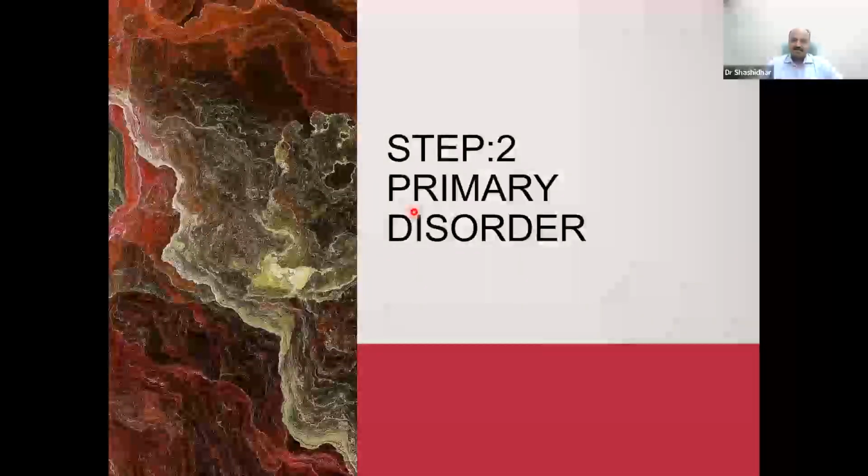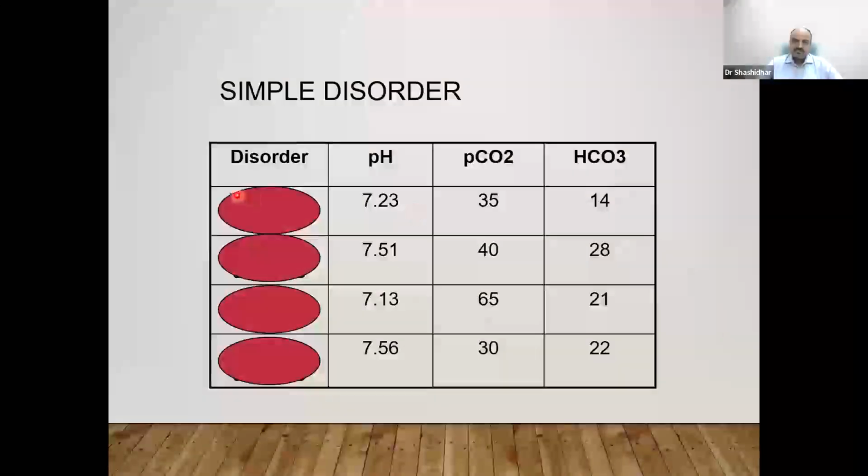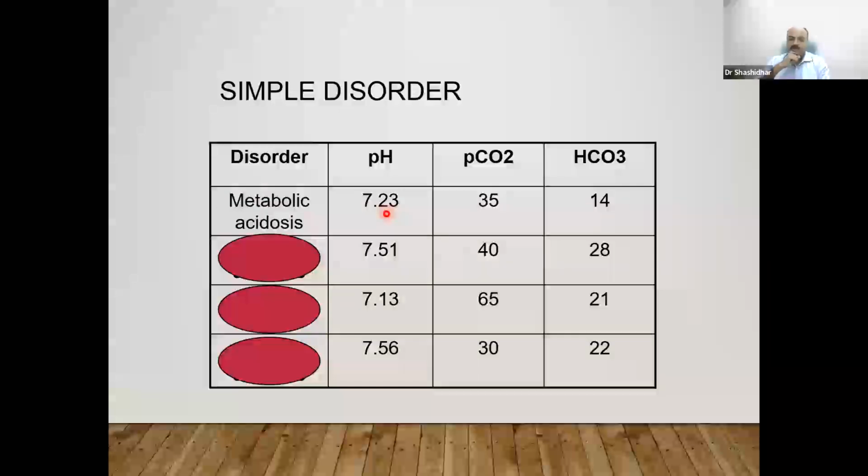Step 2: what is the primary disorder? I need answers in the chat box. pH 7.23, PCO2 35, bicarb 14. What is the primary disorder? These are all simple disorders. Yes, I'm getting answers. It is acidosis. Always look at the pH first and determine whether it is acidosis or alkalosis. Acidosis. PCO2 35, can it cause a low pH? No. So then you go to bicarb. Bicarb can explain the pH. So it is metabolic acidosis. You are right.